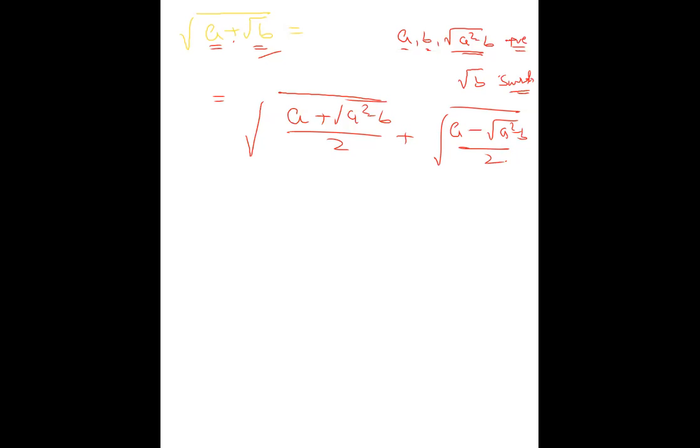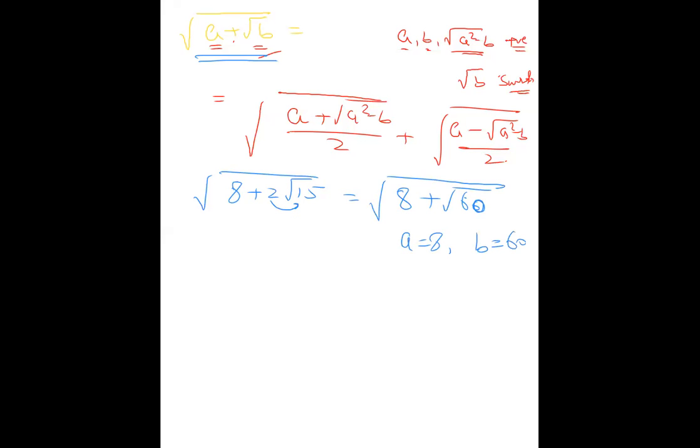Like in this case, if I'm giving an example, under root of 8 plus 2 root 15. We can write this in this form: under root of 8 plus under root of 2 times 15, and if 2 goes inside the under root, this will be 4, so this will be under root of 60. So the value of A is nothing but 8, the value of B is 60, right? Now we are applying the formula.